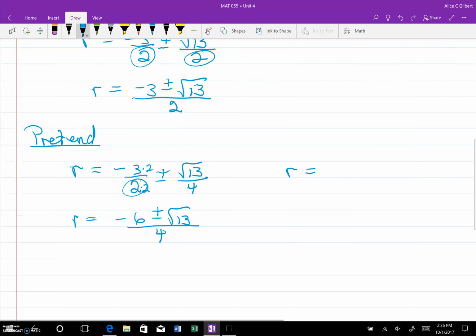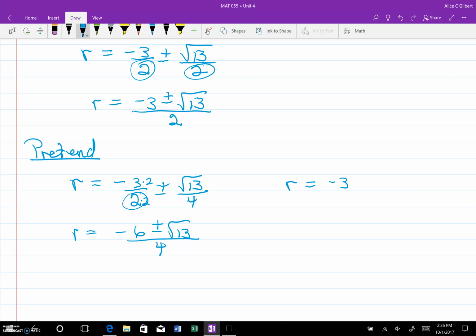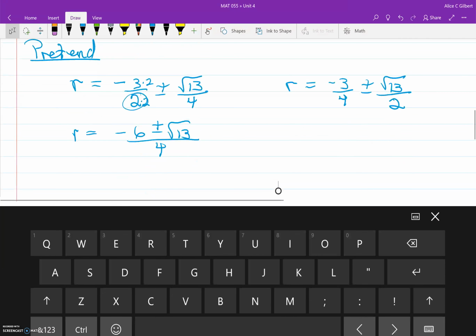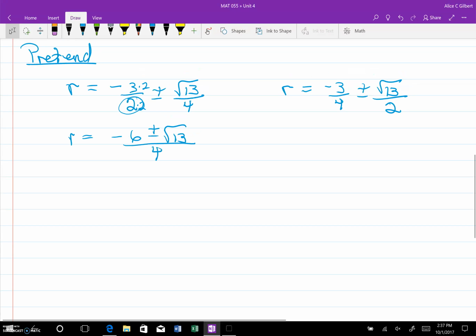Let's say we got -3 over 4 plus or minus the square root of 13 over 2. And again, you have to write it over one common denominator. So again, our common denominator is going to be 4. But this time, we're going to have to multiply this guy by 2 to make him 4. And if I do that in the denominator, I need to do it in the numerator. And so now my denominator is 4.